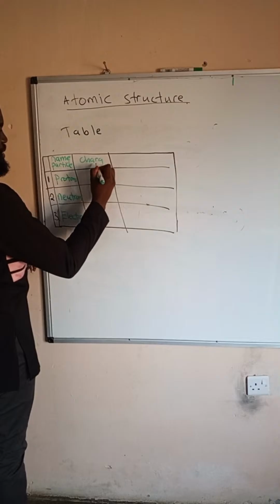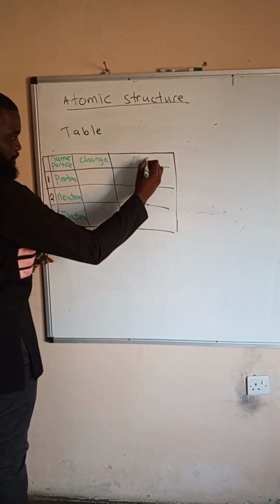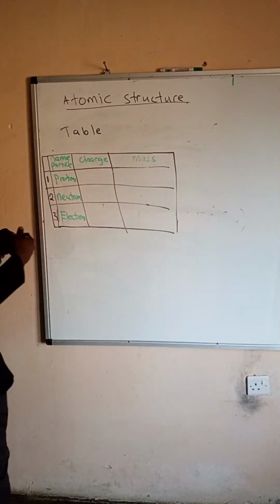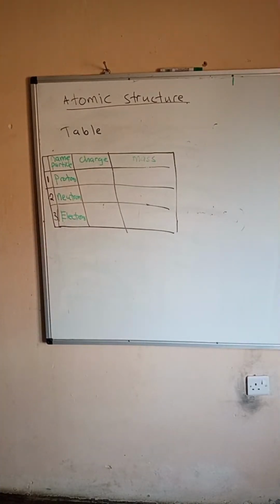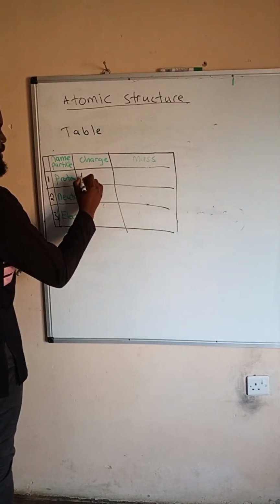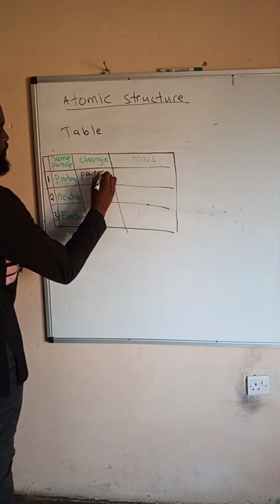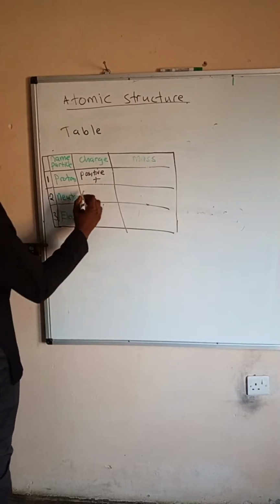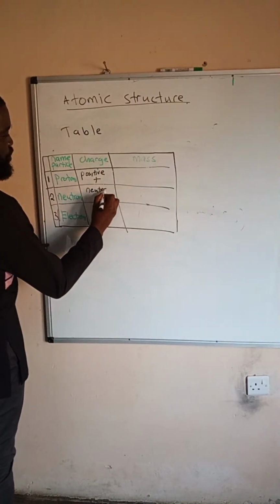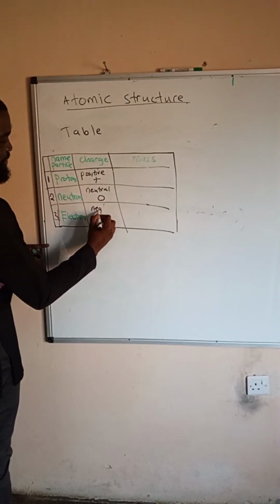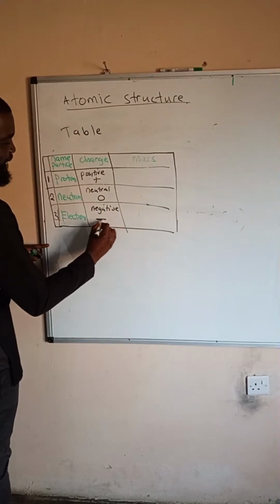What charge is it? Here I'll put the mass of these particles. Protons, by nature, are positively charged, meaning they are plus. Neutrons are neutral, so the charge is 0. Electrons are negative, meaning the charge is minus.